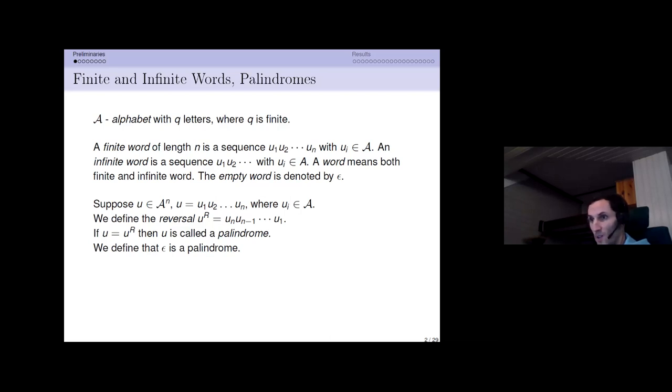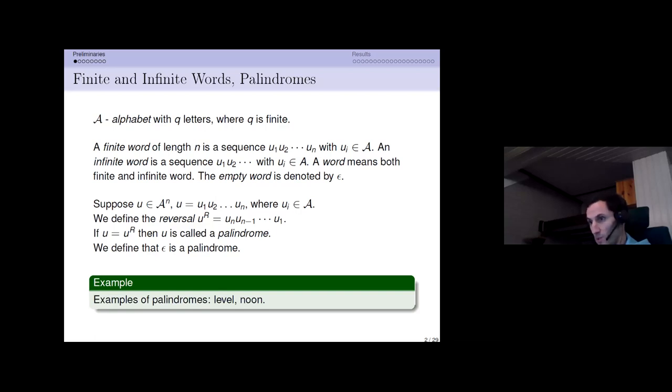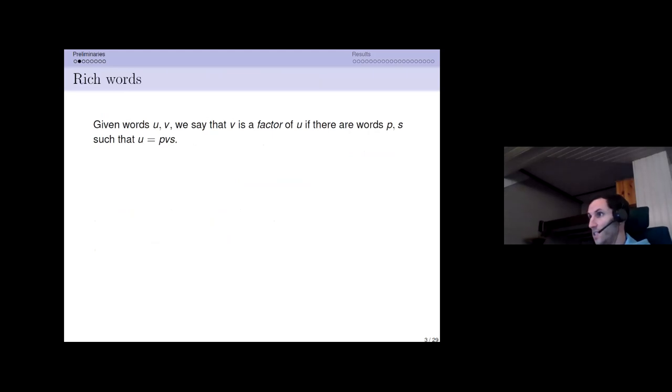And now when we have the reversal, we can define a palindrome. It is the essential term for our presentation. So if the finite word is equal to its reversal, we call such a word a palindrome. Also, we define that the empty word is also a palindrome. This is not the case in every paper, but for my papers, and especially for this paper, I define the empty word to be a palindrome. Here are two examples of palindromes. I think for this first page there is no difficult information. I think this is easy to understand.